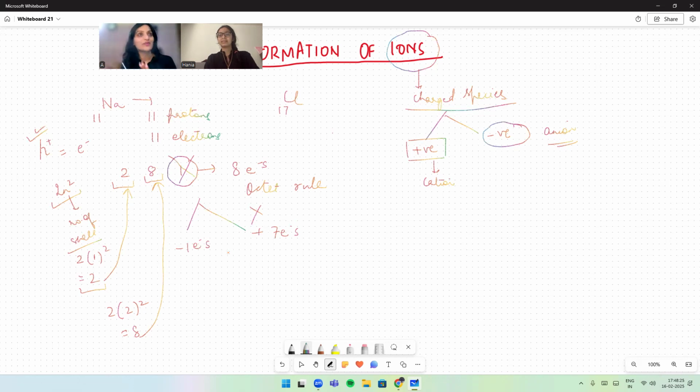So what sodium is going to do, it is going to lose 1 electron. That means there is a change over here. Now, protons are not disturbed, right? Now, the sodium, after losing 1 electron, has 11 protons and 10 electrons. That means the positive charge is more than the negative charge, right? So sodium is going to develop a positive charge on itself, and hence it is called a cation.